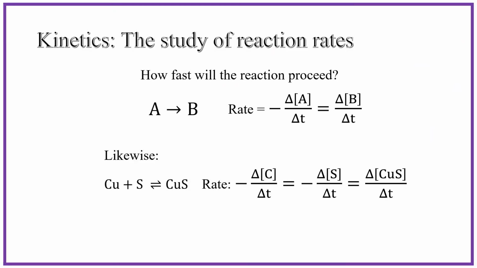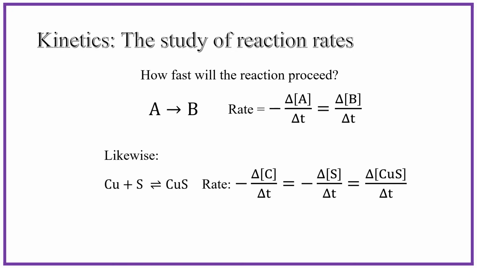We already know how to determine if a reaction will proceed using Gibbs free energy. The next question a chemist must ask themselves is, how fast will the reaction proceed? Take, for example, the following reaction: A goes to B. The rate of the reaction can be defined as the rate of change in concentration of reactants over time. Because the reactant is being converted to product, the concentration of A will decrease over time, making the rate of change negative.